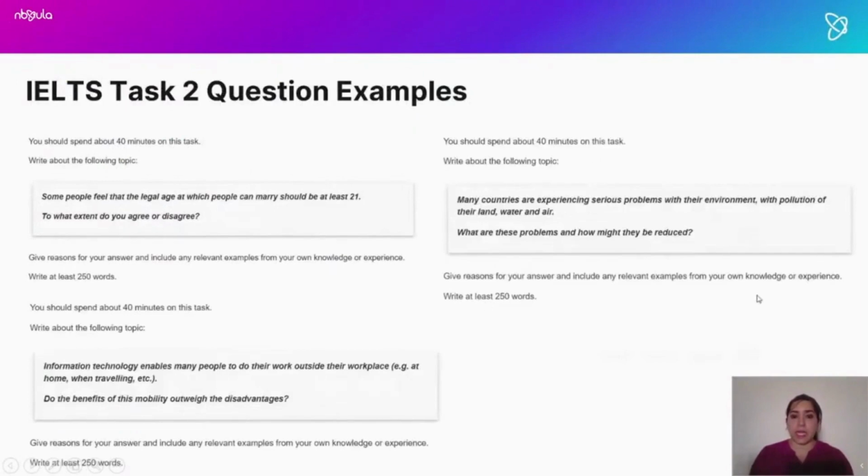Many countries are experiencing serious problems with their environment, with pollution of their land, water, and air.